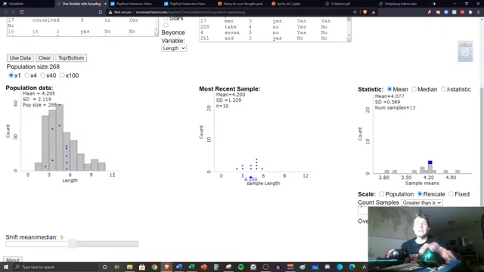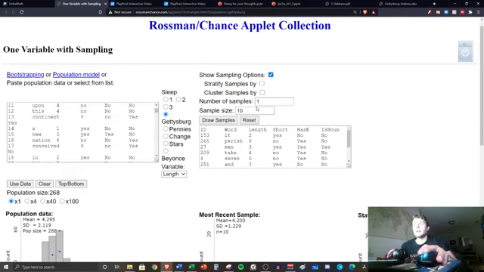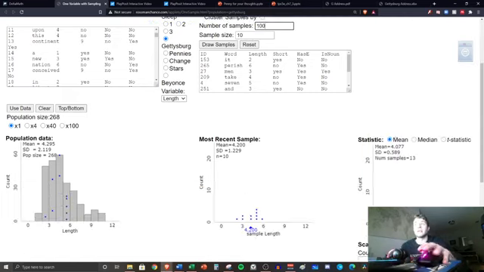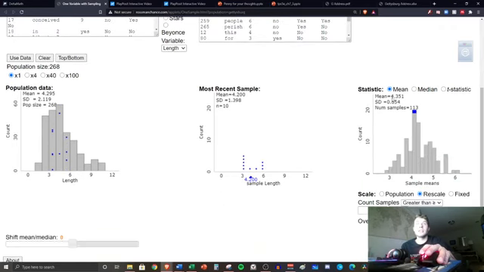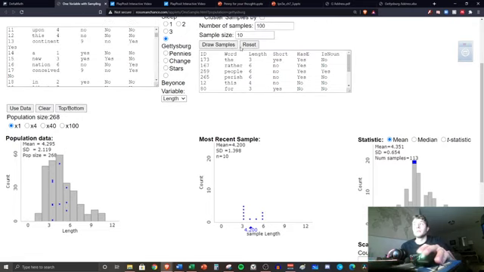Now let's just keep going on here. Let's actually increase the number of samples. Let's do 100 samples of size 10 and let's see what happens. So look at this distribution. You can see that the mean is getting quite a bit closer. Let's do another 100, another 100, another 100.